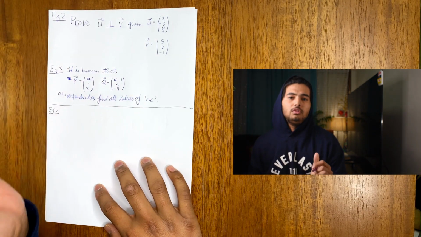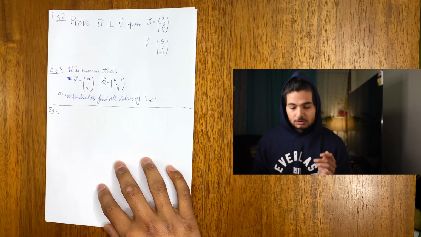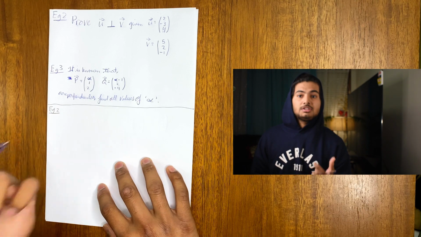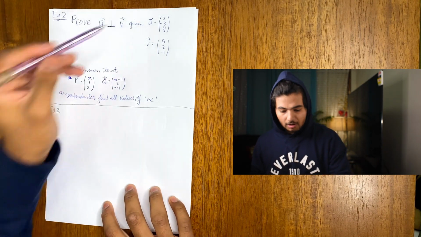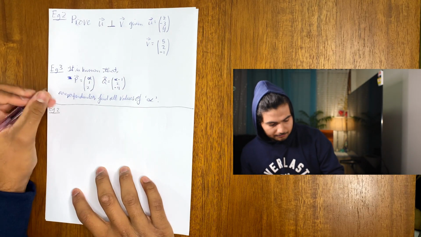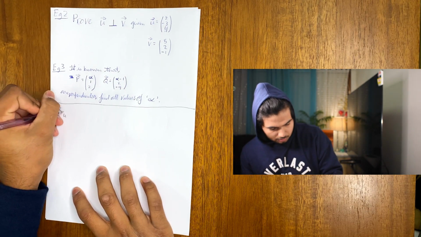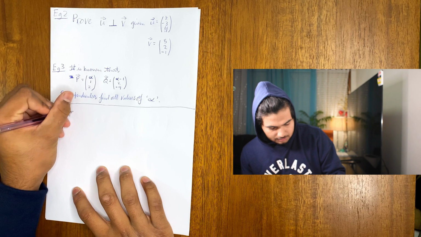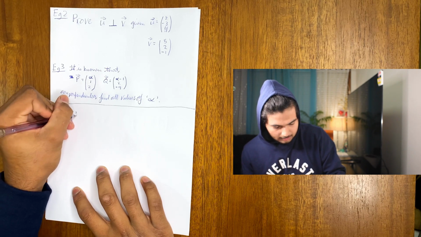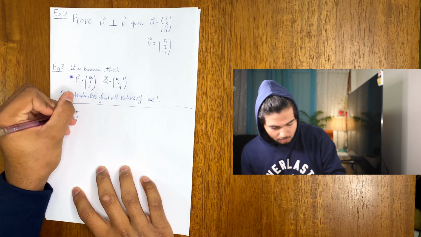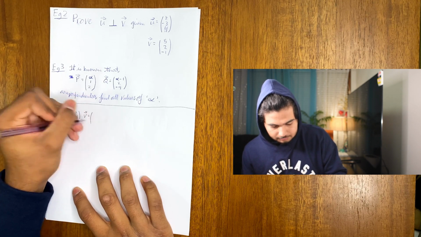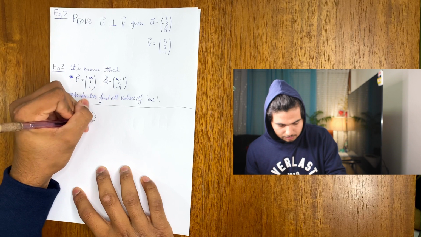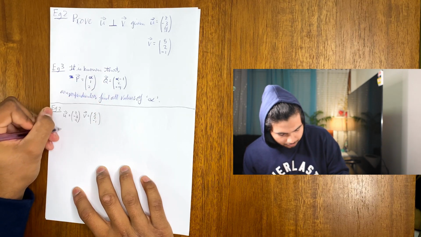When we know that the dot product of two vectors equals 0, that's when we know that they are perpendicular. So let's take the dot product of vector u and v. So u is 2, -3, 4, and v is 5, 2, -1.